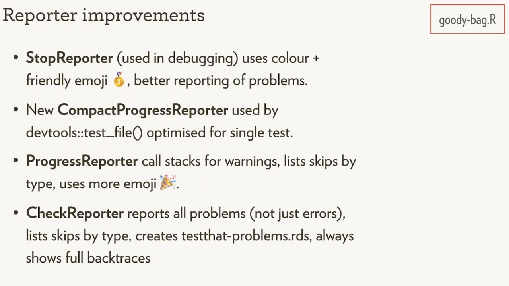Finally, the last reporter is the check reporter that's run inside of R command check. Now it reports all of the problems, so it also reports warnings and skipped tests. It tells you all of your skipped tests by type, which is really useful for checking that you haven't accidentally skipped tests that you meant to run. And it also creates an RDS file with a machine readable list of all of the tests. That's probably not something you're going to use directly, but it is something that we will start to build into our tooling so that things like GitHub Actions can give you nicer displays of your tests and so on.